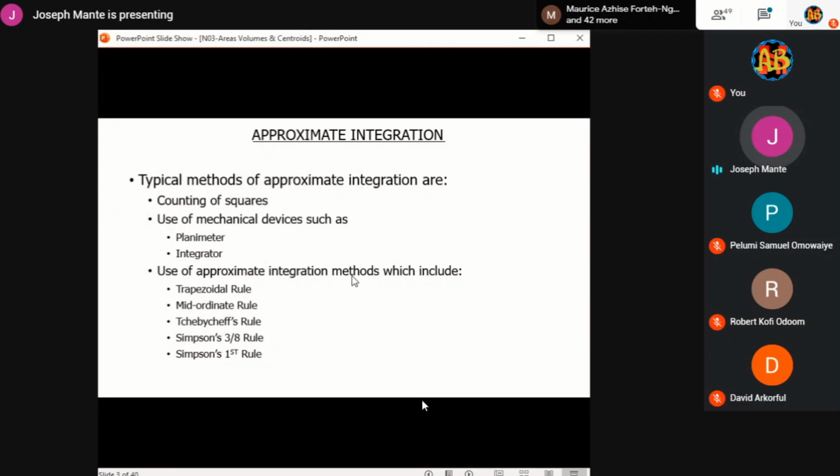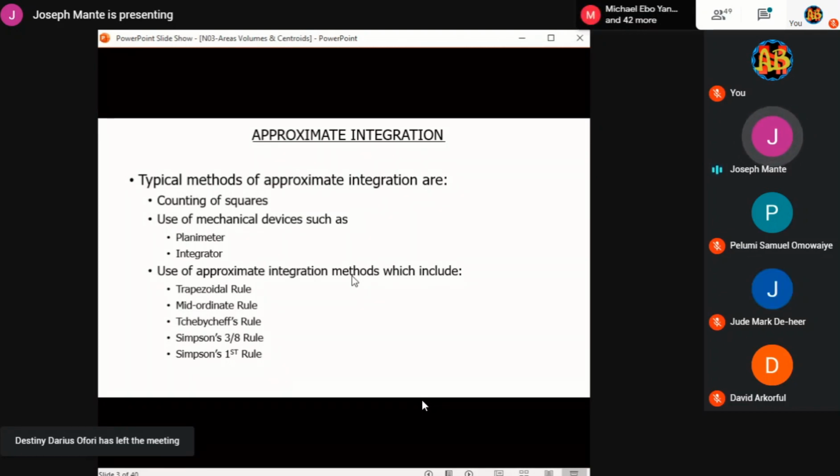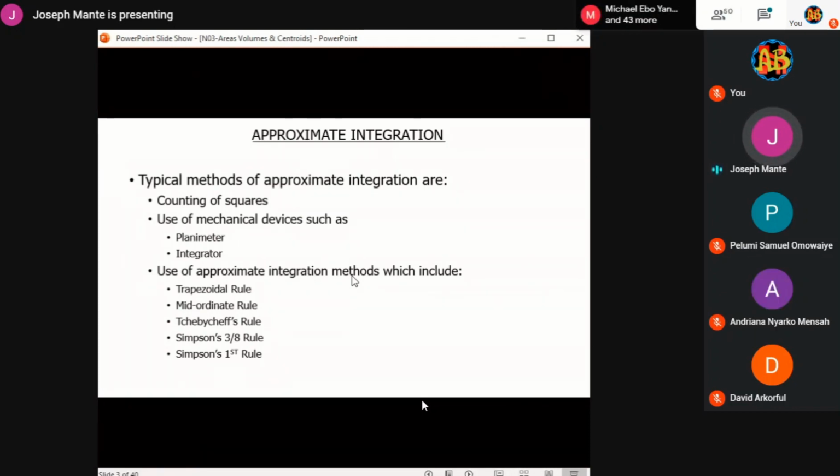So if you have a length of maybe 10 meters or 50 meters, you have to divide it small so you can know the number of squares you get. If you are using 50 meters or 10 meters, you can imagine the number of squares you have to calculate for length and breadth. It's a long process for you to be able to do that.